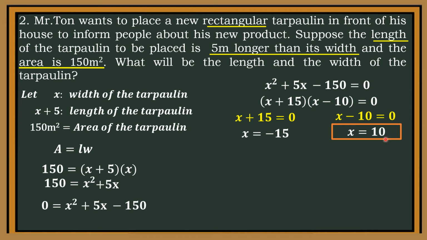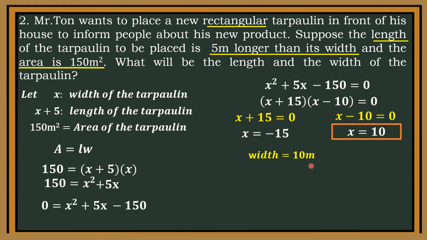So, since ang kailangan natin ay yung width, so hindi tayo kukuha ng negative for the measure. Kasi wala tayong negative sa measure. Palaging positive yan, even in the distance. So, ang kukuhanin natin yung positive 10. So, x is equal to positive 10. Then, since sabi natin dito, ang width natin ay x, therefore, ang width natin ay 10.